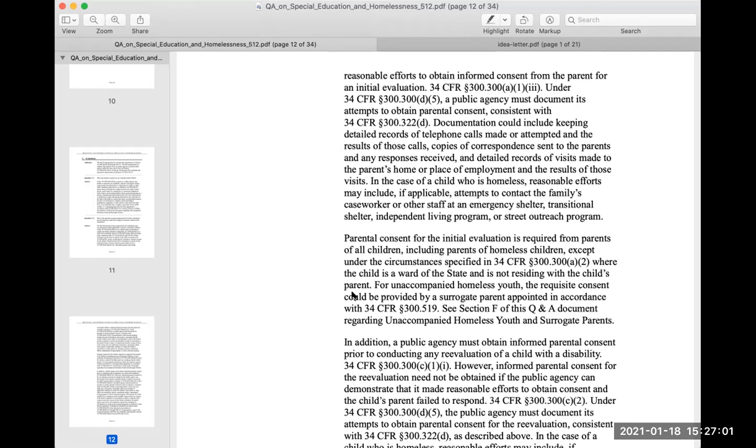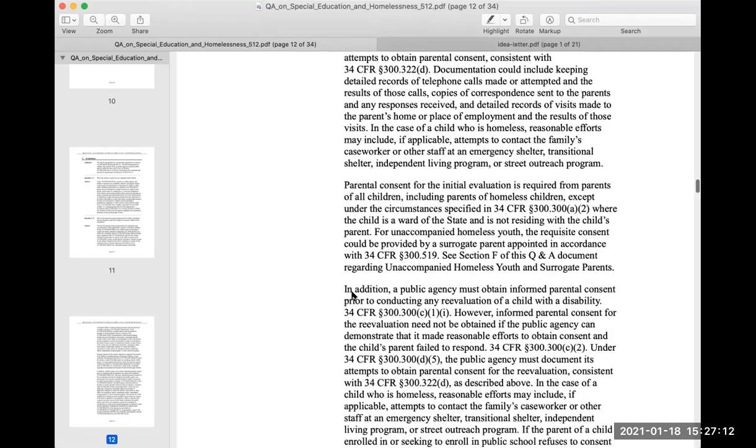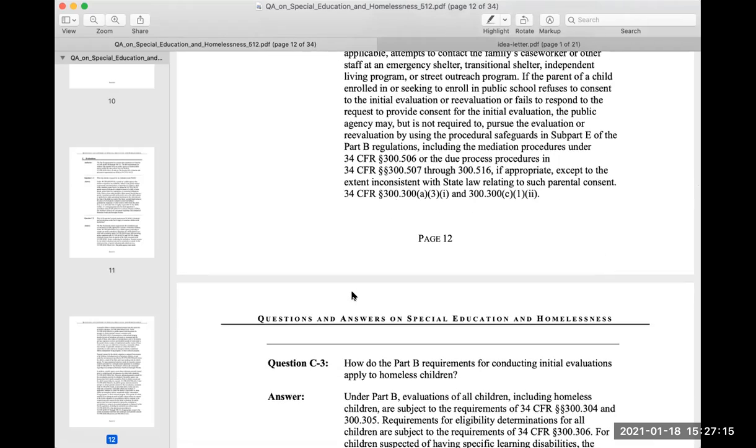In the case of a child who is homeless, reasonable efforts may include, if applicable, attempts to contact the family's caseworker or other staff at an emergency shelter, transitional shelter, independent living program, or street outreach program.